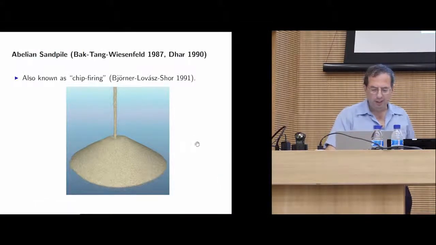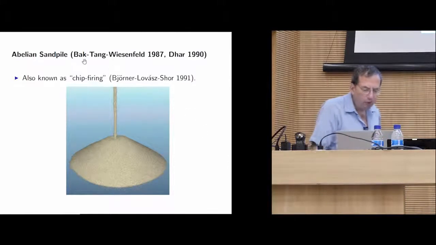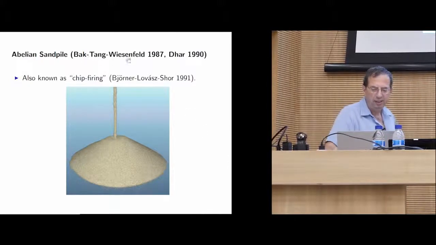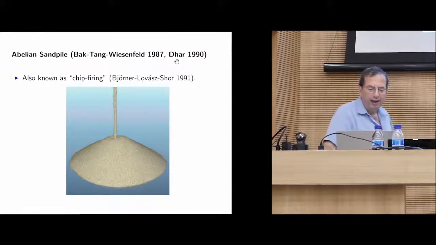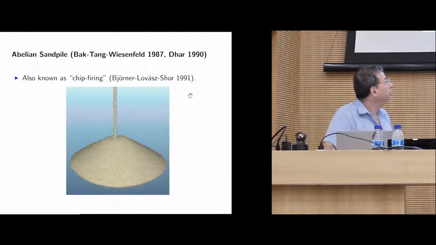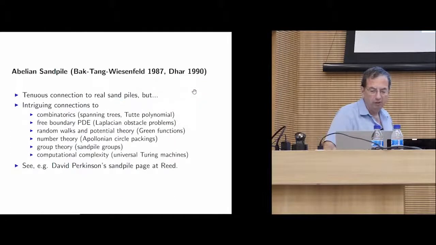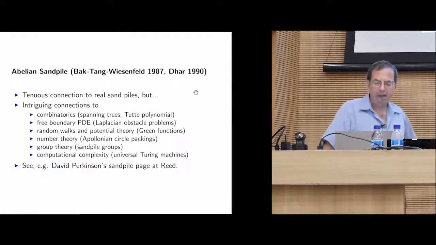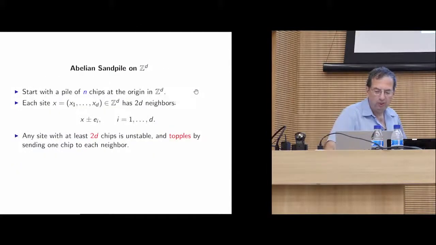So this is the abelian sandpile, a model invented several times independently in statistical physics by Bak, Tang and Wiesenfeld, and then developed much further by Deepak Dhar, who's made the most contributions to this model. And it was independently invented in combinatorics slightly later under the name of chip firing by Björner, Lovász and Shor. It has connections to many areas of mathematics, and I won't go into these here.